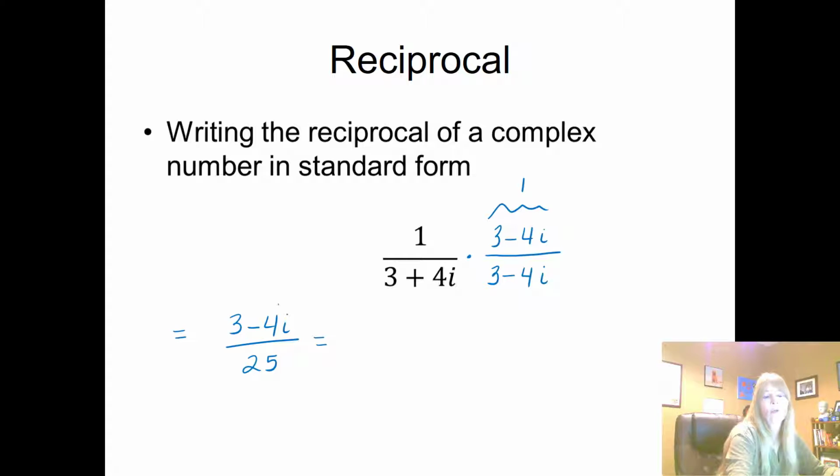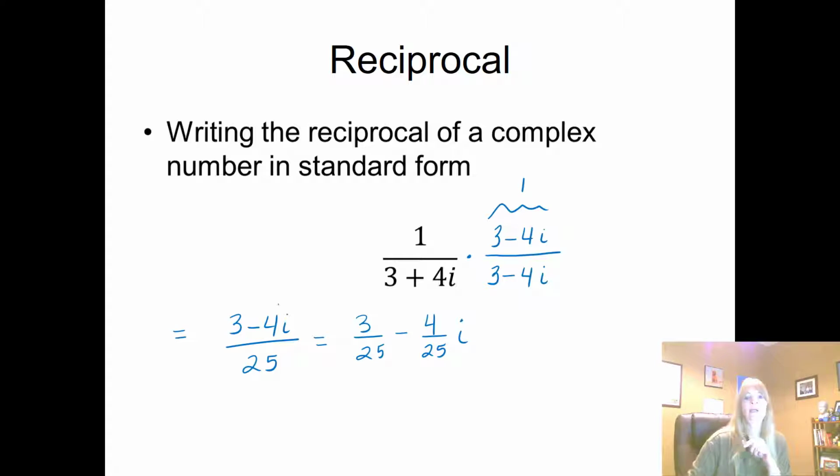And then typically you write your answers in terms of the real part. So I'm going to separate the fraction and then the imaginary piece. And that would be your final answer. All right, so next lecture we'll talk about how we can actually plot in the complex plane.